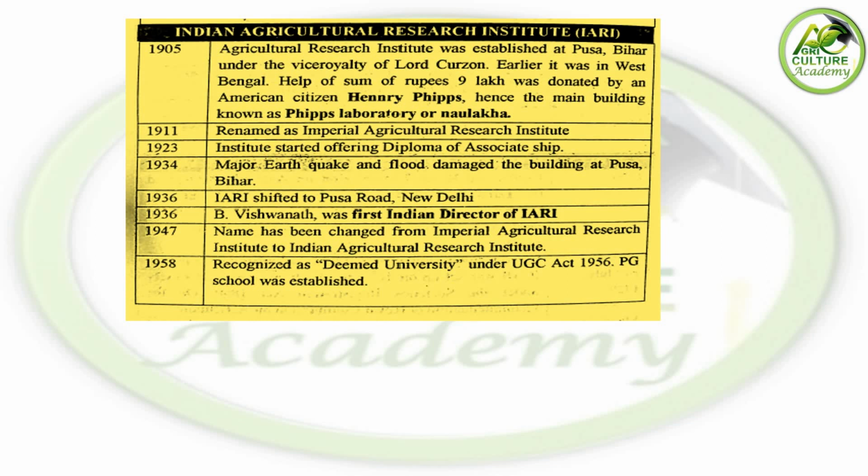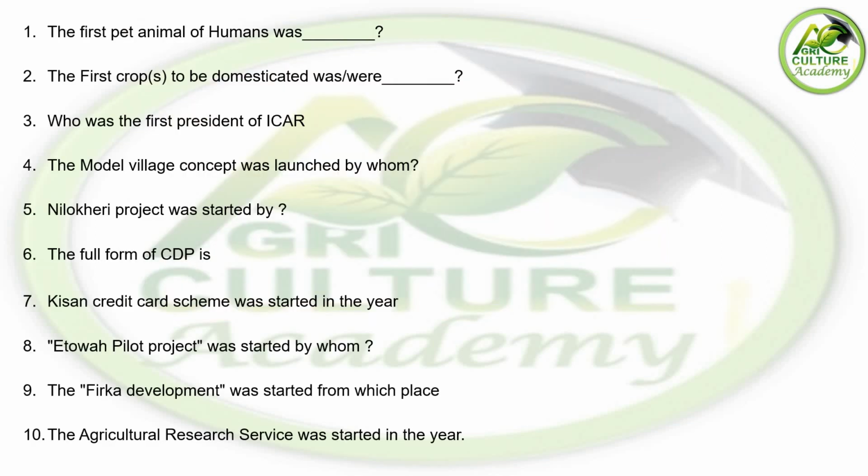1947 name changed from Imperial Agricultural Research Institute to Indian Agricultural Research Institute. 1958 recognized as deemed university under UGC Act. 1955 PG school was established this year, and remember this one also, when this shifted from Bihar to New Delhi: 1936, and it was established in 1905. Then we'll see some questions regarding this topic.